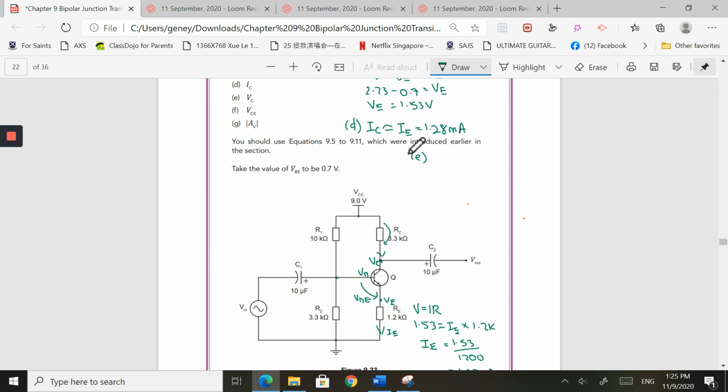So VC, I'm going to start with 9 volts. I'm going to take away some voltage drop here, and the voltage drop is V equals IR, Ohm's law. I, we found to be 1.28 milliamps. R is 3.3 kilo. So the milli and the kilo are going to cancel out.